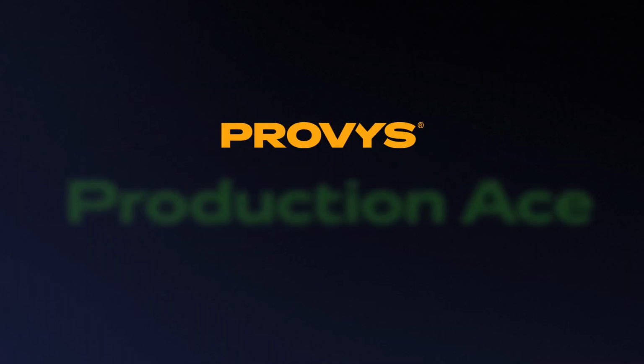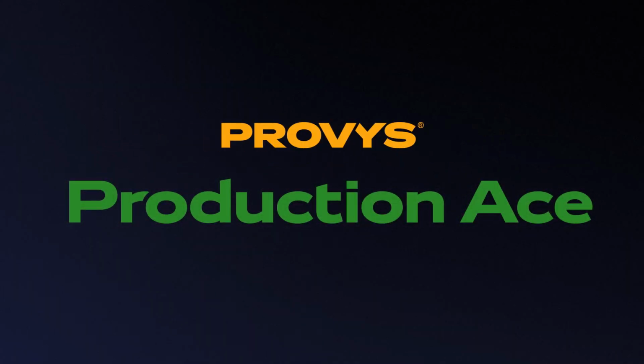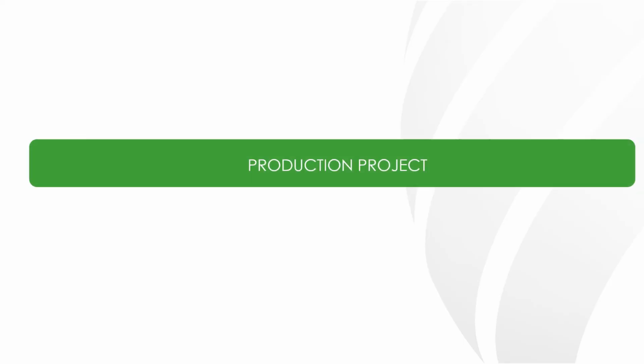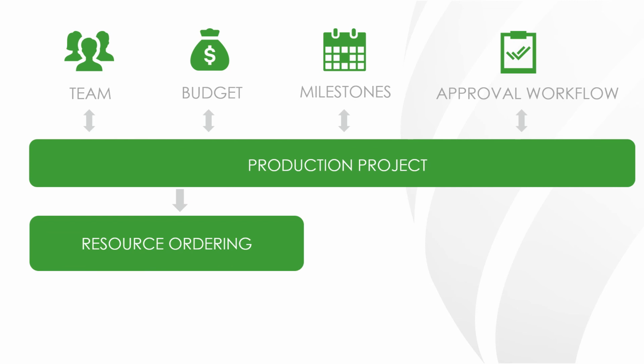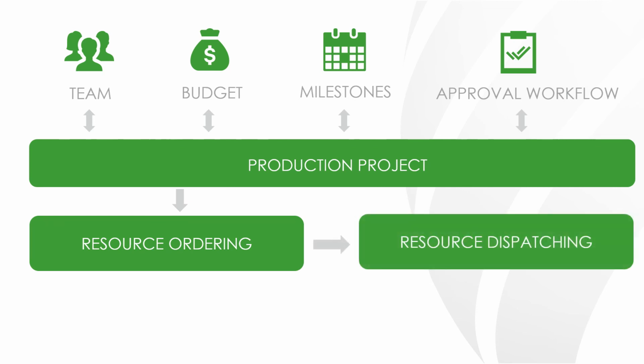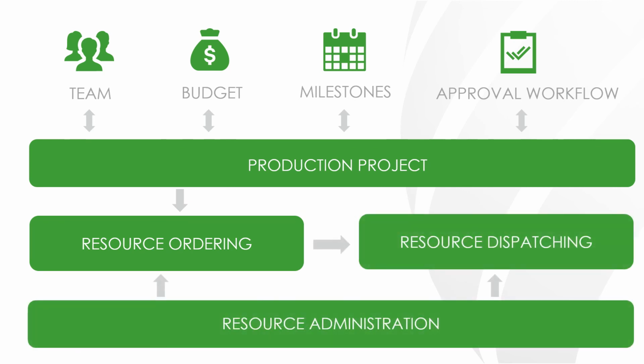Production Ace contains the core functionality for production management. As you can see in the system demo, we have shown you how to prepare a production project, create a budget, manage its status, and create resource bookings. Then we completed resource bookings by assigning real resources and publishing the resource schedule.